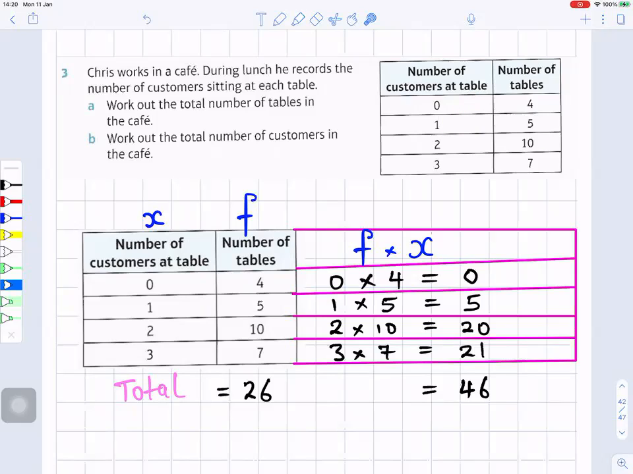And then number of tables is 10. So if the frequency is 10, that means on 10 of the tables, they had 2 people, like couples, they come together and sit on 1 table. So for 10 tables, they had 2 people per table.